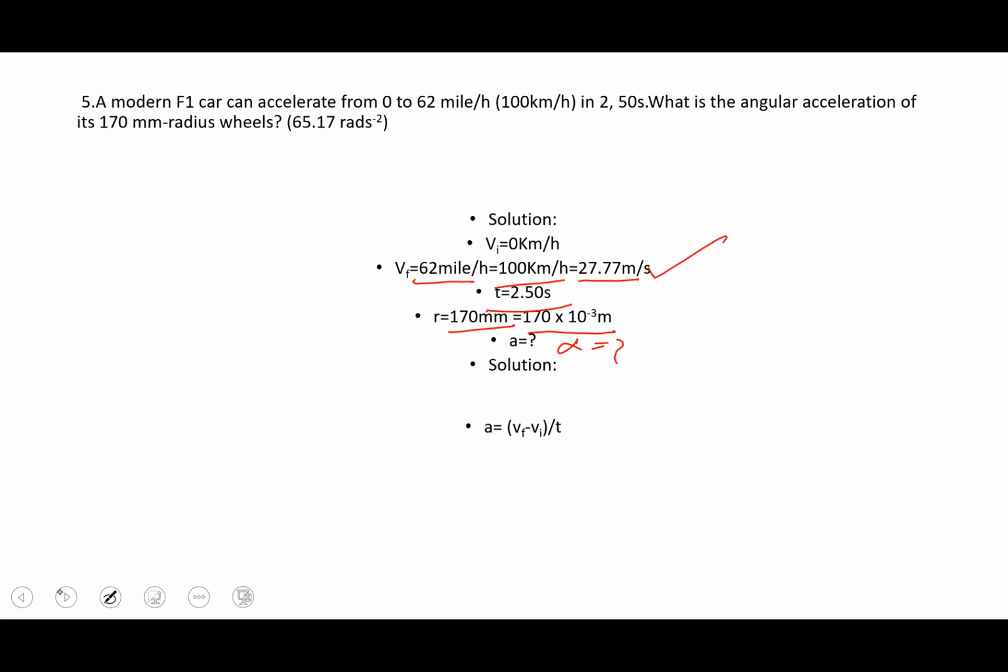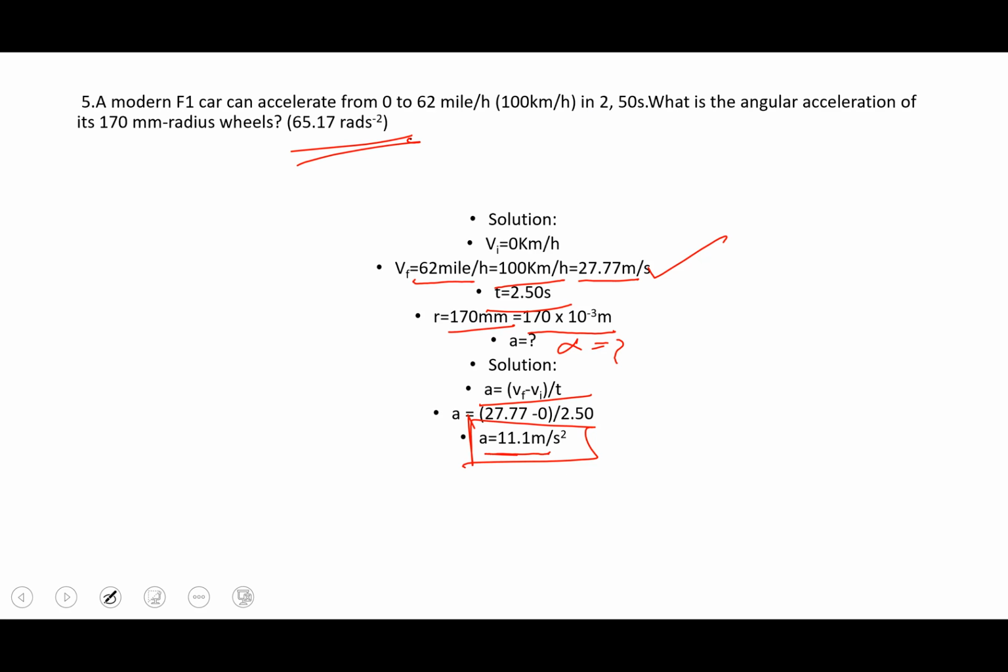First of all, let us find the acceleration. Acceleration has a formula: rate of change of velocity, Vf minus Vi divided by t. Putting in the values, it will be 27.77 minus 0 divided by 2.5. The acceleration given to us is 11.1 meter per second squared. But that is the acceleration, not the angular acceleration. We have to find the angular acceleration.